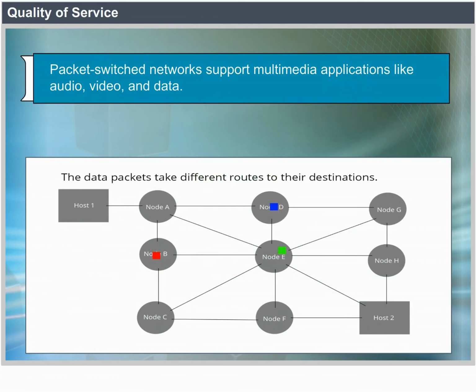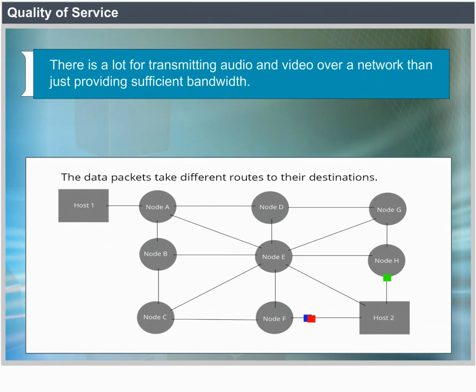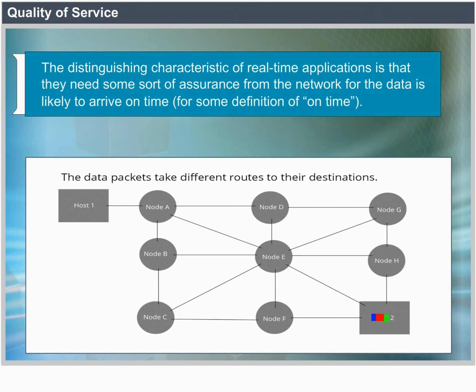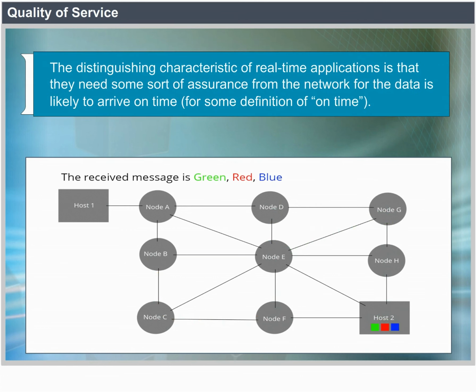There is more to transmitting audio and video over a network than just providing sufficient bandwidth. Applications that are sensitive to the timeliness of data are referred to as real-time applications. The distinguishing characteristic of real-time applications is that they need some sort of assurance from the network that data is likely to arrive on time, for some definition of on time.